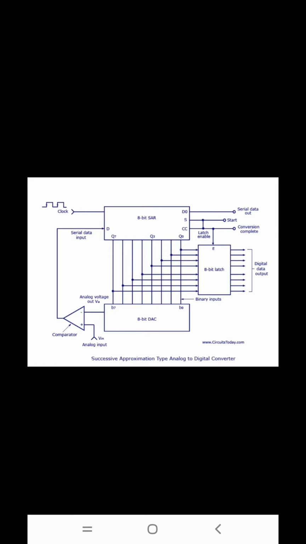In any case, on the next clock pulse, low to high transition, the SAR will set the next MSB Q6. Depending on the output of the comparator, the SAR will then either keep or reset that bit. This process is continued until the SAR tries all the bits. As soon as the LSB, that is Q0, is tried, the SAR forces the conversion complete.